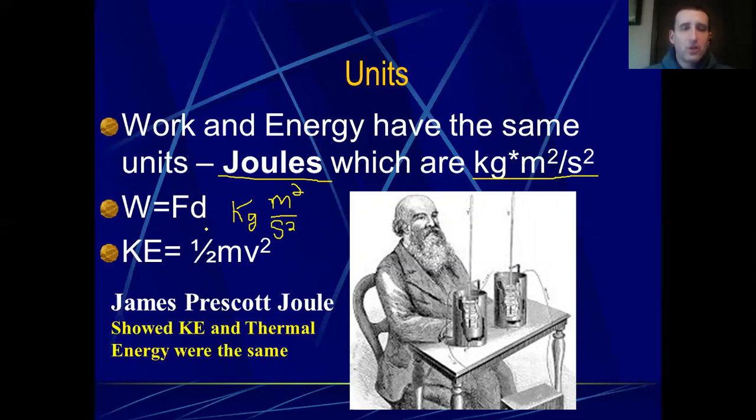And if you look at the work equation, it works out the same way. A Newton was a kilogram meter per second squared. So we're going to multiply that by another meter. A meter times a meter would be meters squared. So now we're back to kilogram meters squared over seconds squared. We're back where we started. So work equals force times distance. Kinetic energy equals 1/2 mv squared.